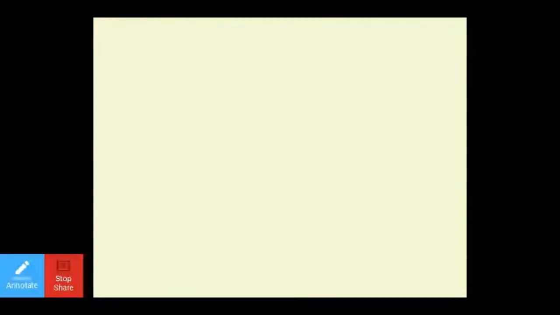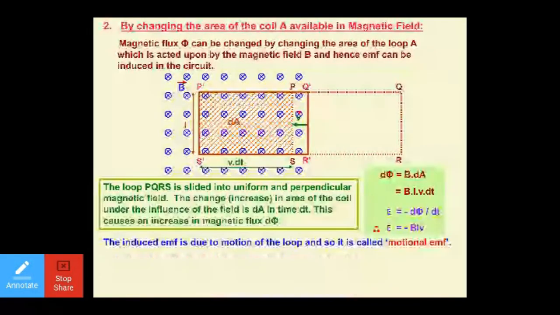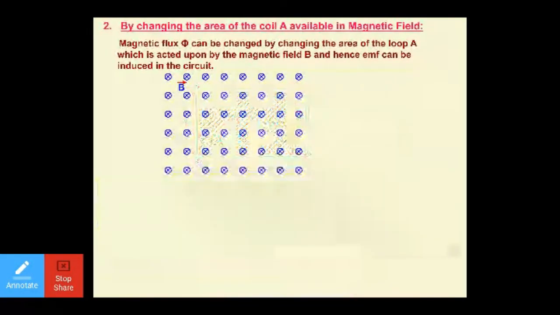So dear students, let us talk about the next thing. The third very important factor: phi is equal to BA cos theta. You already have discussed B, you already have discussed A, and we'll be discussing the orientation. So we need to understand these are the three factors which we'll have to keep in mind.